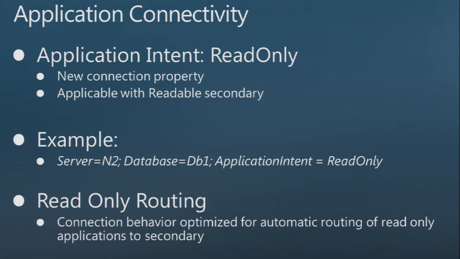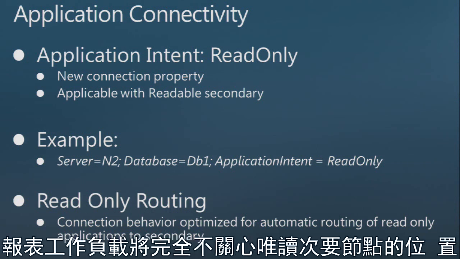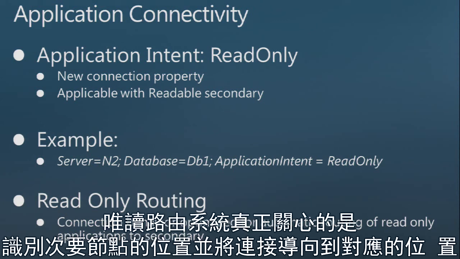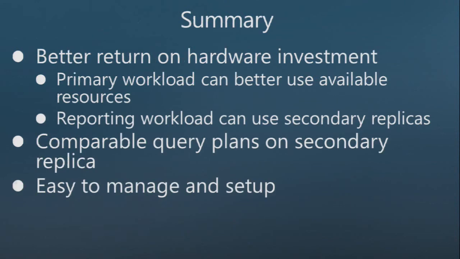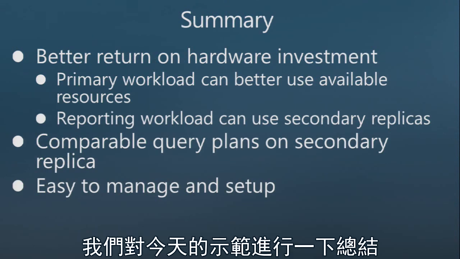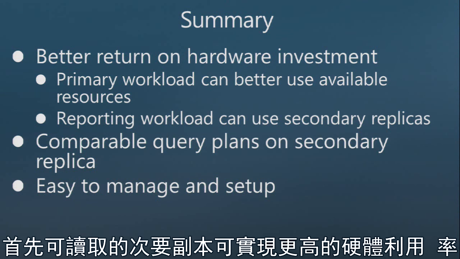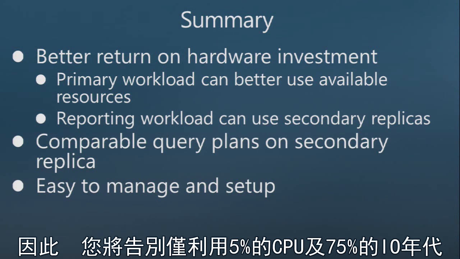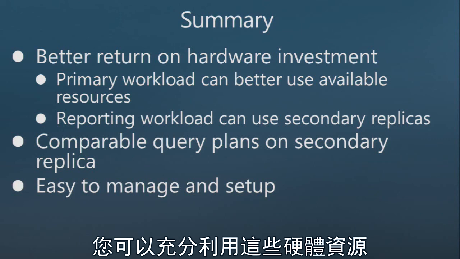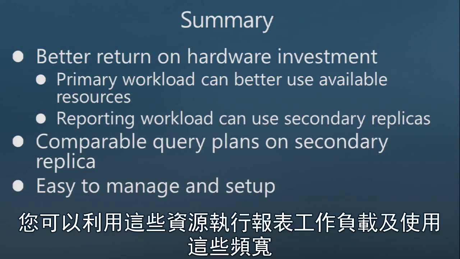So the reporting workload is completely oblivious of where the readable secondary is. The system, the read-only routing, will take care of knowing where the secondary is and will direct your connection to that. So with that, I wanted to summarize this presentation. First, readable secondary offers a better hardware utilization. So instead of staying with 5% of CPU and 25% of I/O, you can use those cycles to run your reporting workload and use that bandwidth.